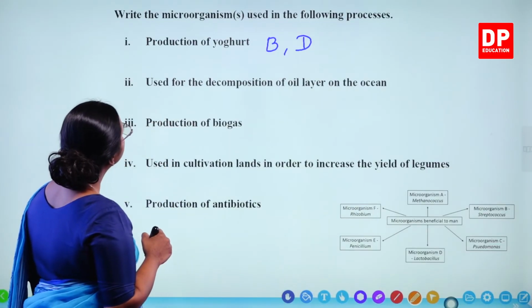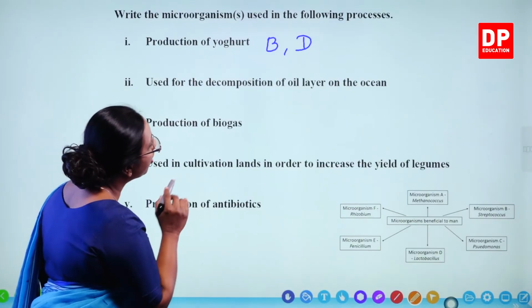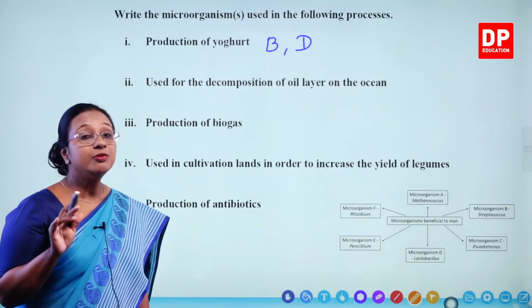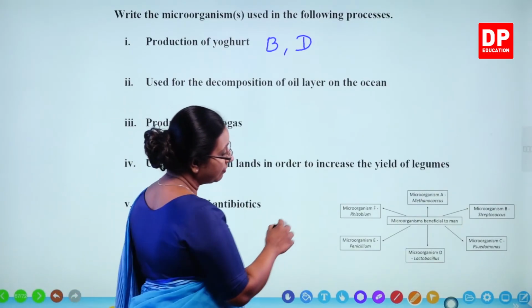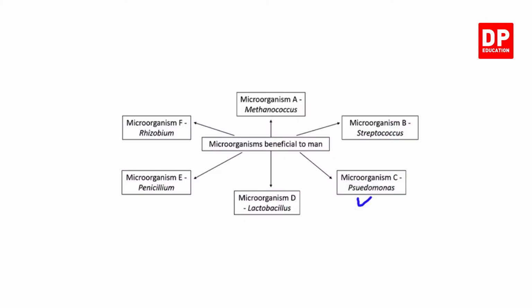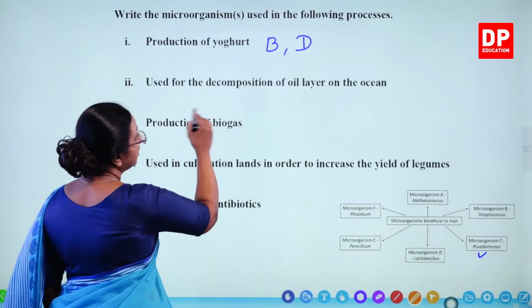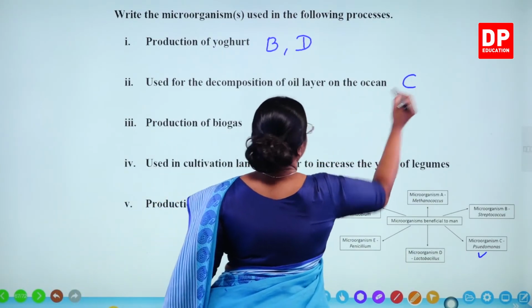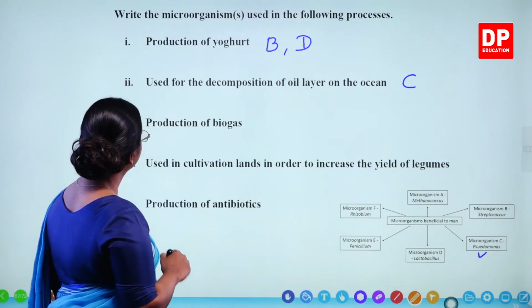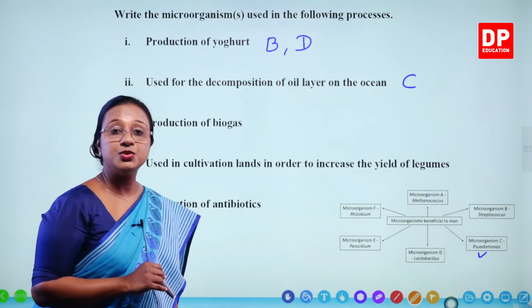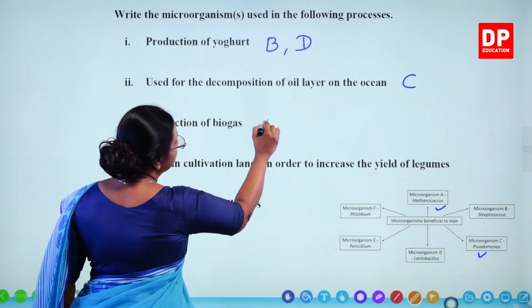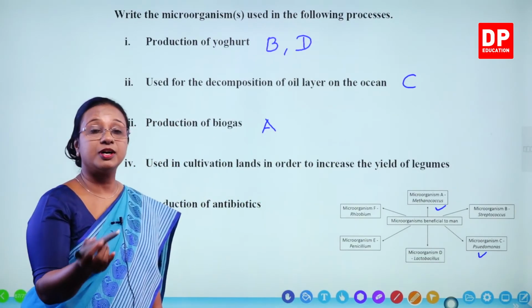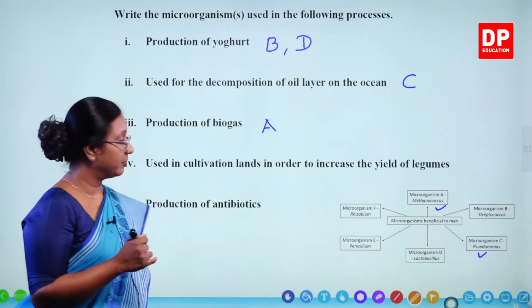Then we have used for the decomposition of oil layer on the ocean. Can you remember what that organism is? What is it? Can you identify it from here? You can see organism C, Pseudomonas. So here it has to be C. Then the third one, production of biogas. What is used for the production of biogas? You know it is Methanococcus. How do you know that? You can remember methane is biogas. So Methanococcus is involved in the production of biogas.